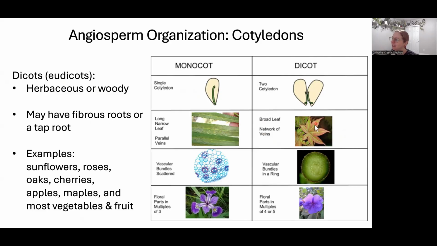They're going to be broadleafs. They're going to have veins that come out from a central point or not. They might be branched or not, but they're more complex and they're not parallel. And their vascular bundle, so this is the stem of something, is going to be in a ring. It's organized in a ring centrally instead of scattered around. The flower parts of dicots are usually in 4s and 5s, but they can be way more complex than that. Examples: sunflowers, roses, oaks, cherries, apples, maples, most vegetables, and fruit. So again, really important to us, but we sustain ourselves on angiosperms.